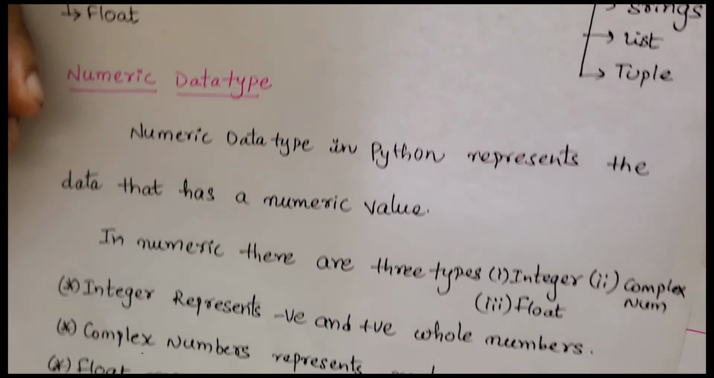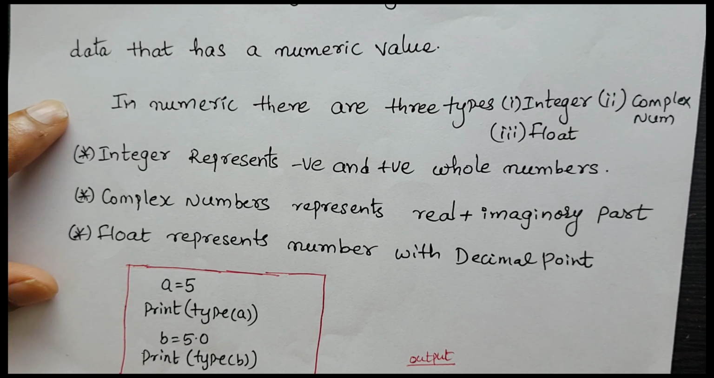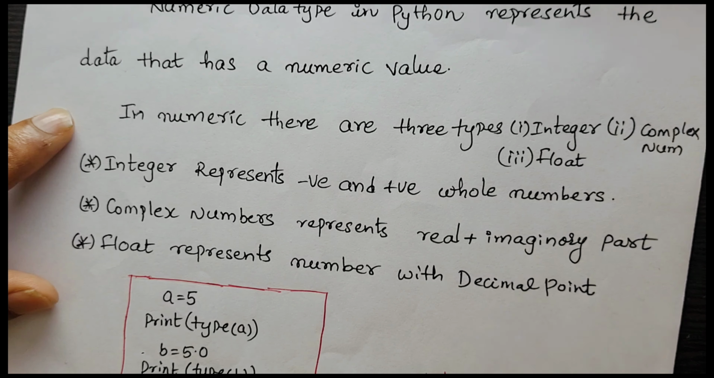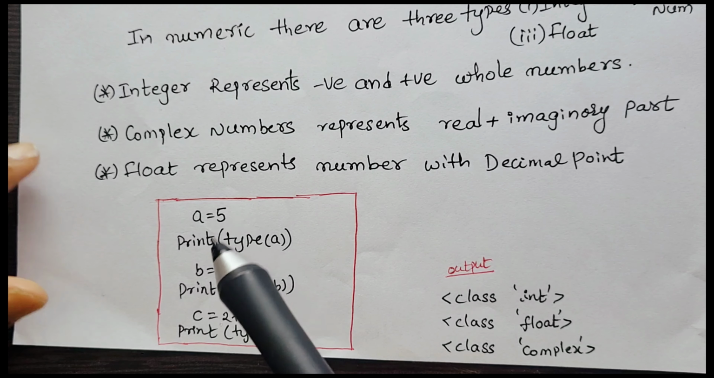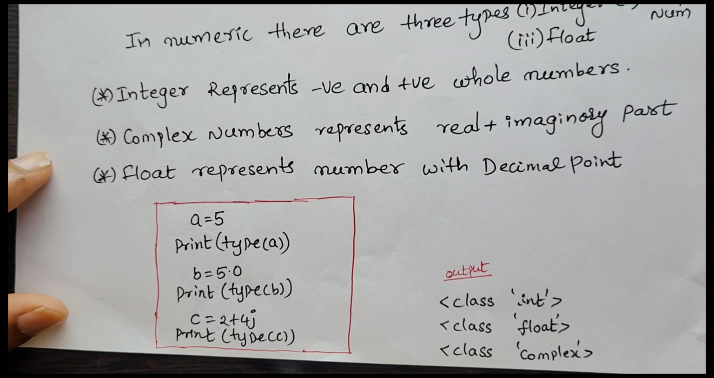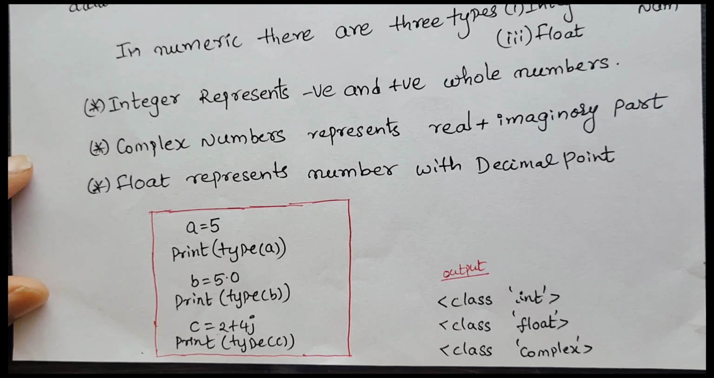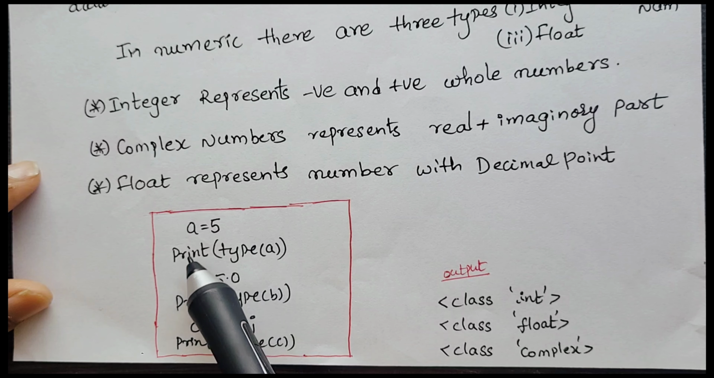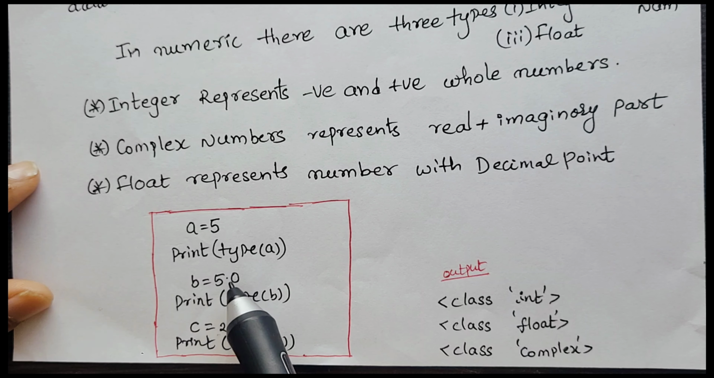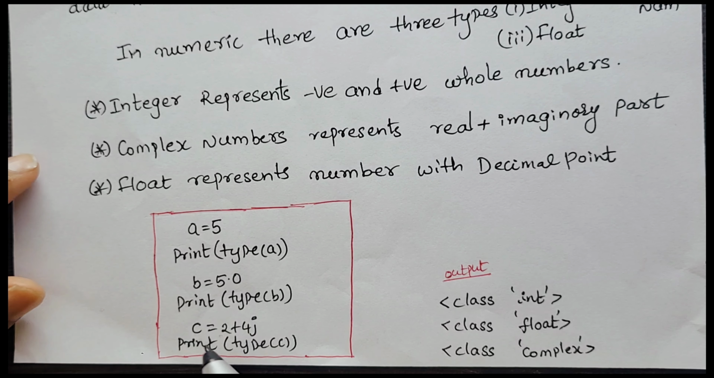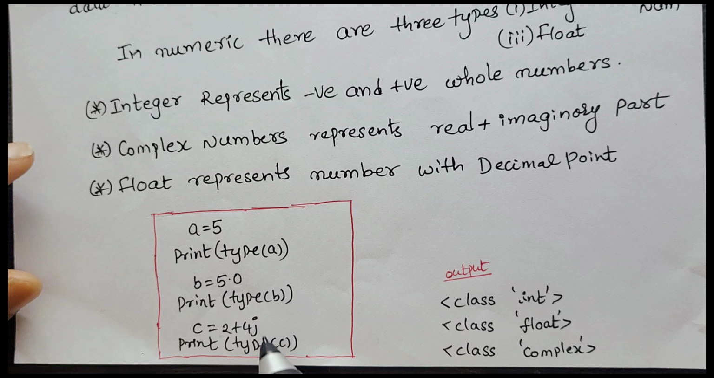Now let us see the program regarding int, complex number, and float. You can see here the difference between the integer, complex, and float. Now you see a is equal to 5, print type of a. So I am going to print the type of a. b is equal to 5.0, print type of b. c is equal to 2 plus 4j, I am going to print the type of c.